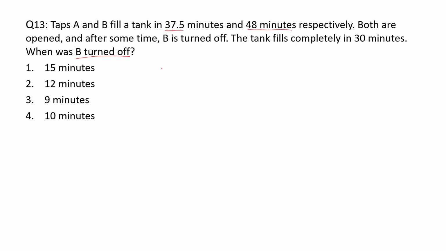So, start with filling rate. Filling rate of tap A is 1 upon 37.5. So, rate is 1 upon time. I can multiply both numerator and denominator by 2, because I just want to remove this decimal. So it becomes 2 upon 75. Both are the same. We have done fractions also. Similarly, filling rate of tap B is 1 upon time, that is 1 upon 48.